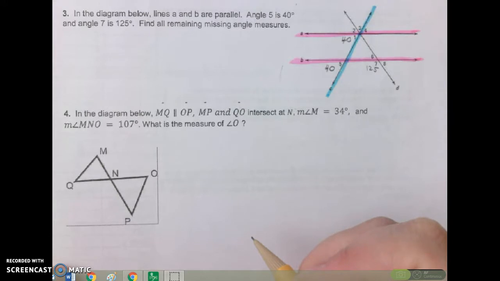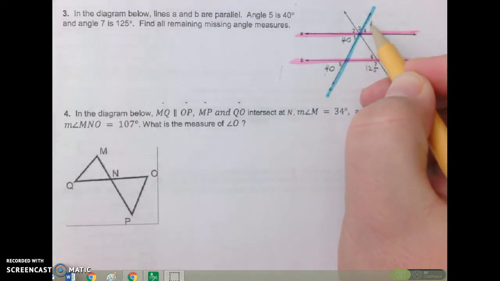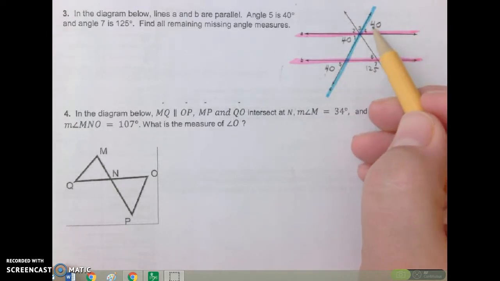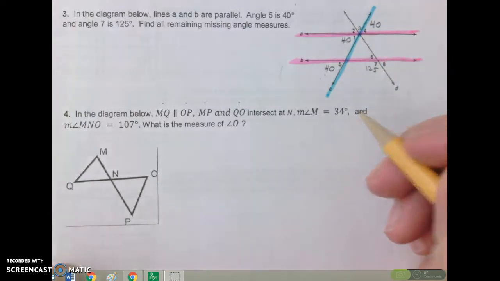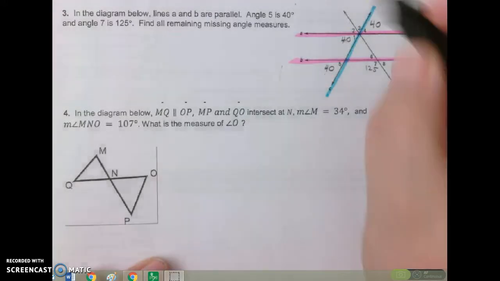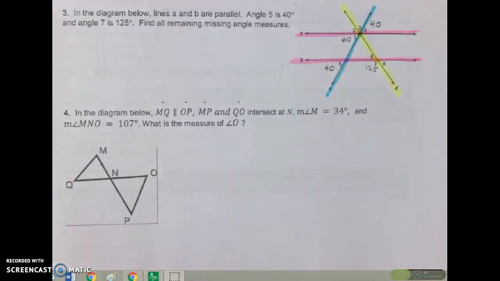corresponding angles. I also know that angle 4 has to be 40 as well, partly because they are alternate exterior angles and also it's a vertical angle to angle 1. So those have to be congruent to each other. Now what I'm going to do is look at the other transversal cutting through. This is line D, to see what other information I can find out.